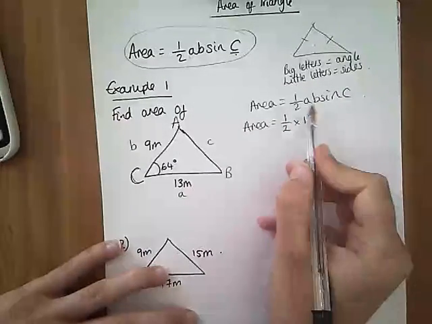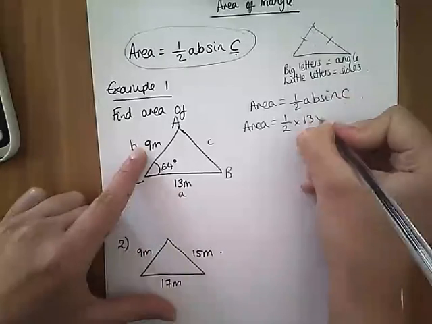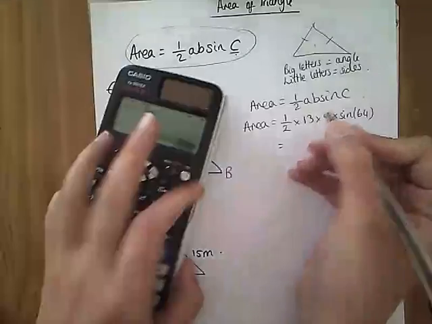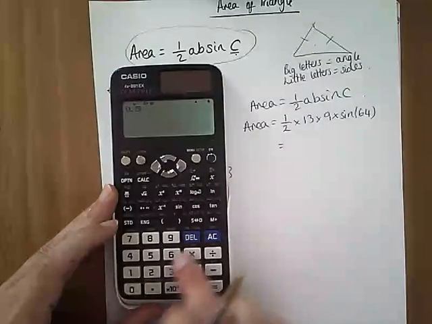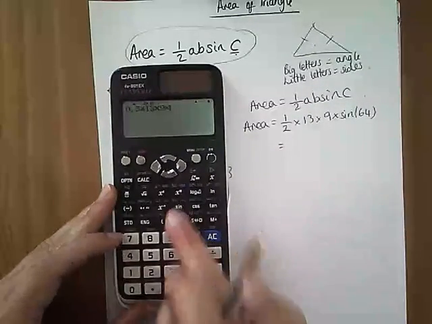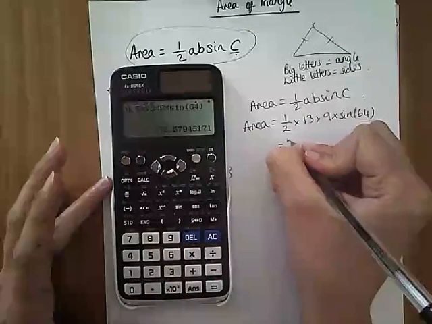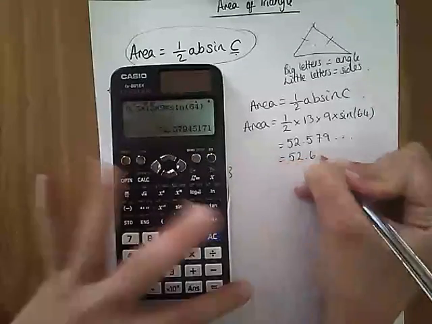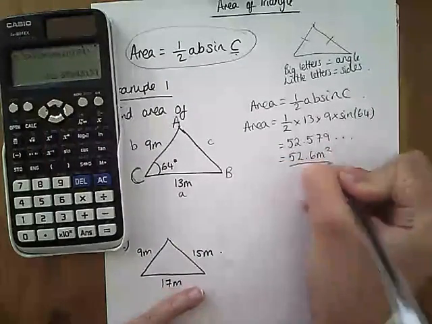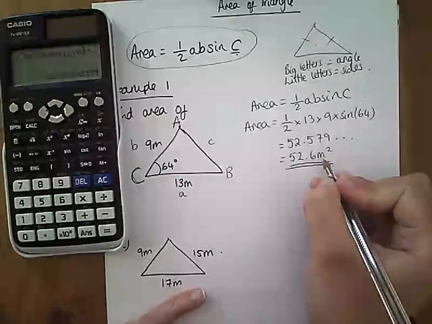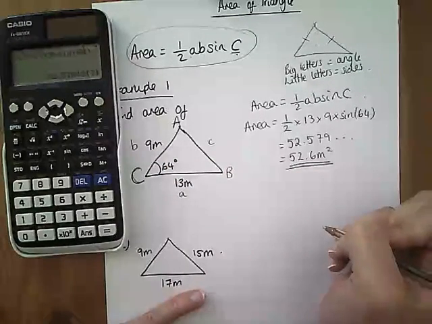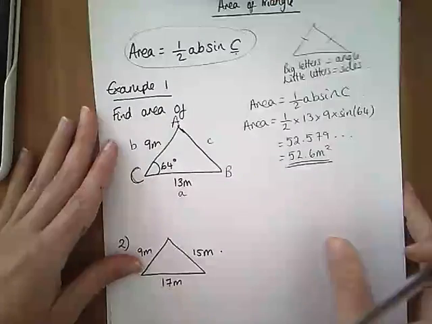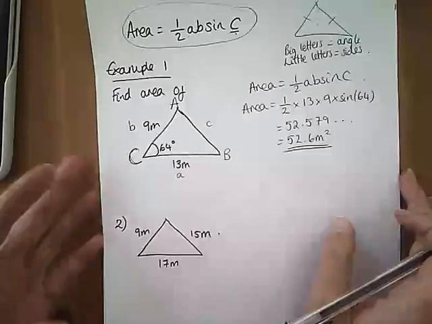So a half times little a, which is 13, times little b, which is 9, times sine 64. Okay, and you plonk that into your calculator, 0.5 times 13 times 9 times sine 64, and you get 52.579 and so on. So that's 52.6. Its area, so it is measured in whatever your unit is. So here it's meters squared. Okay. Right, now I'm not going to be able to do examples of every type, but I'm going to do 2 more examples of trickier ones, okay?